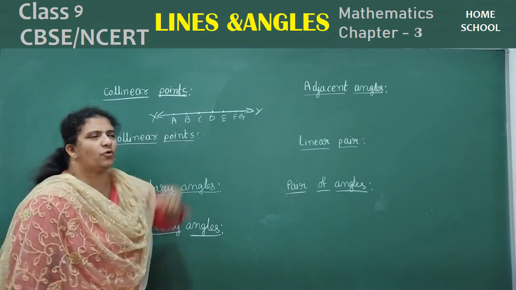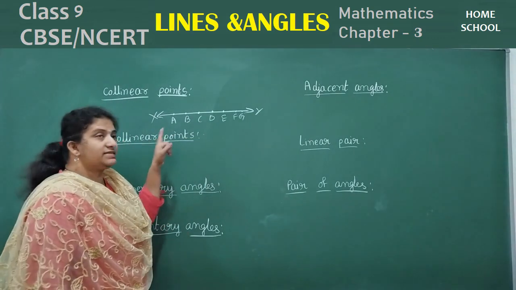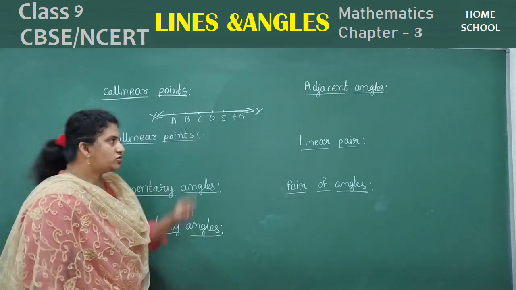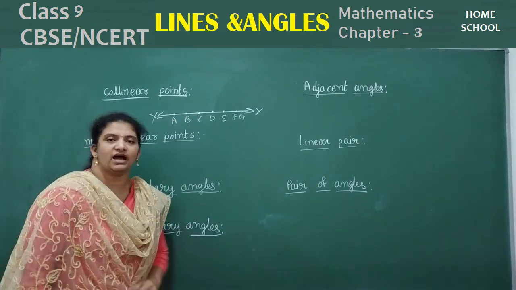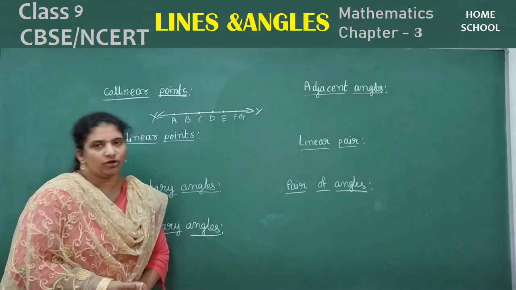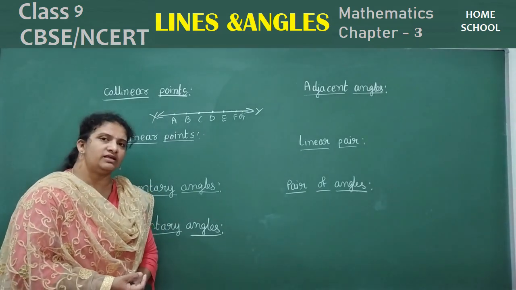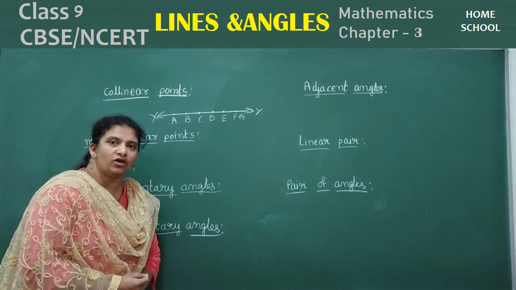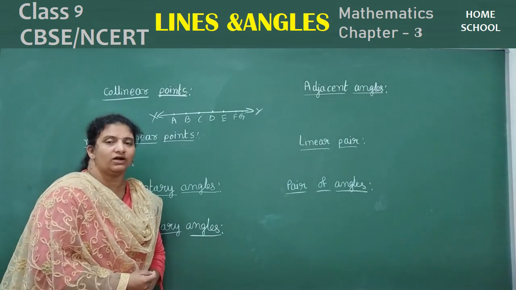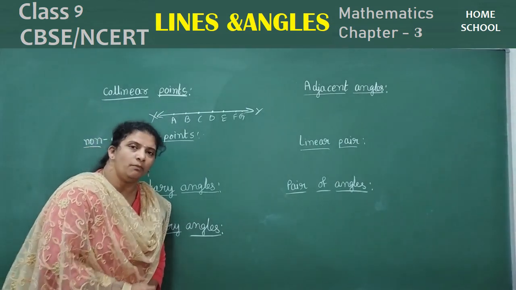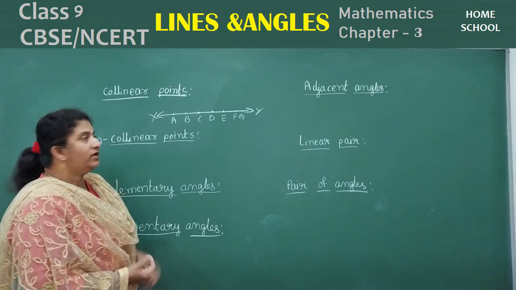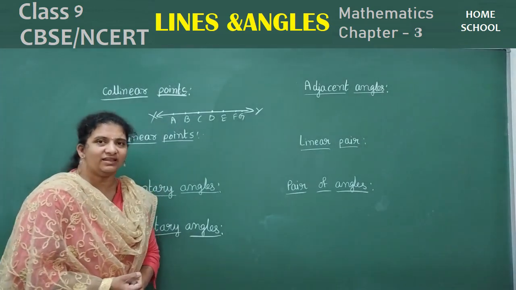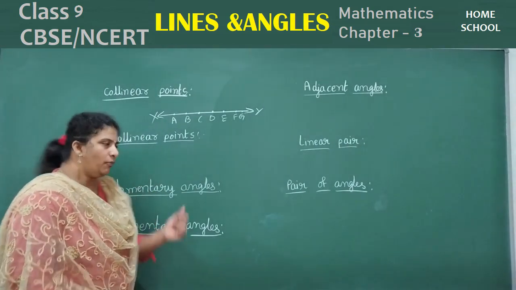But where are these points? All are lying on the same line, right? So these type of points are called collinear points. What do you mean by this, children? The points that are all lying on the same line are called collinear points. What is its opposite? Which don't lie on the same line? They are called non-collinear points.